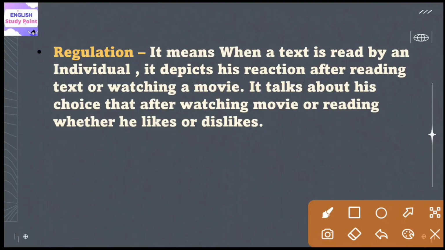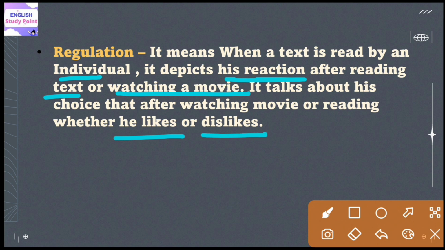Regulation means when a text is read by an individual, it depicts his reaction after reading the text or watching a movie. It talks about his choice, that after watching a movie or reading a novel, whether he likes or dislikes that particular text or movie. So regulation actually means likes and dislikes of a person. So these things help in regulating things.